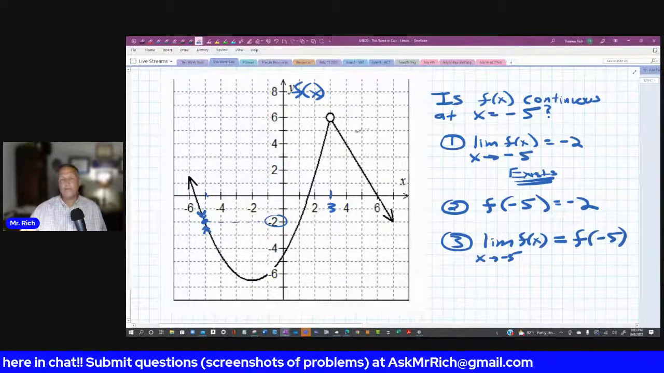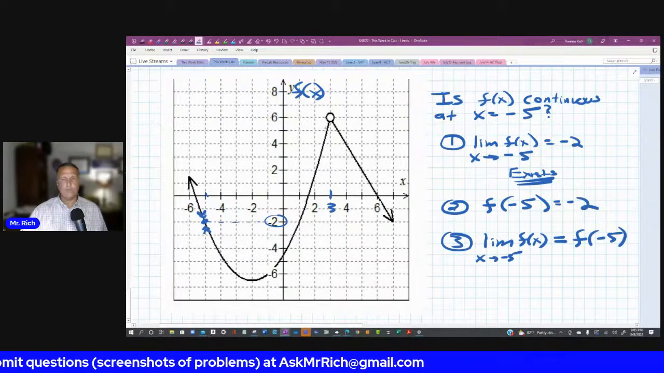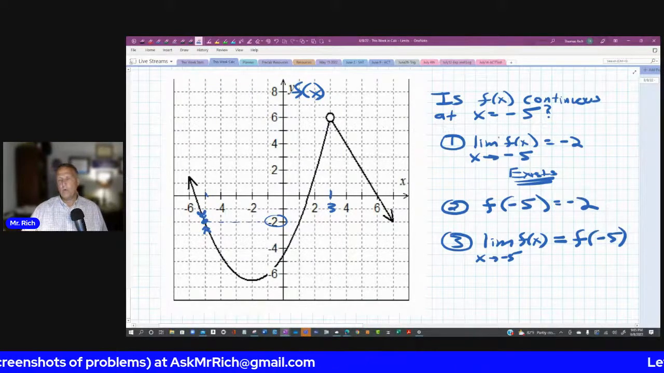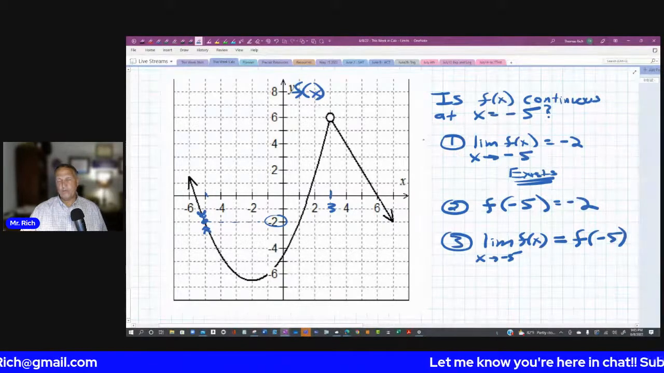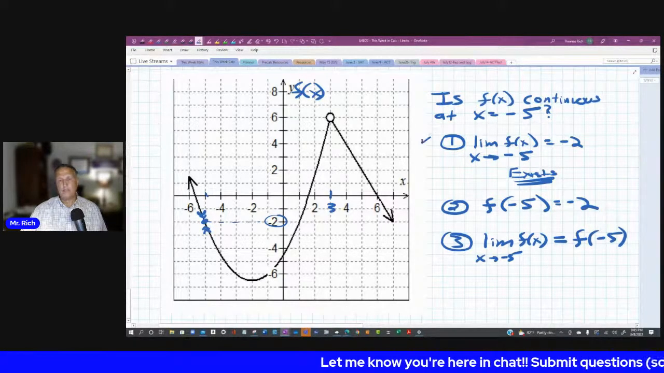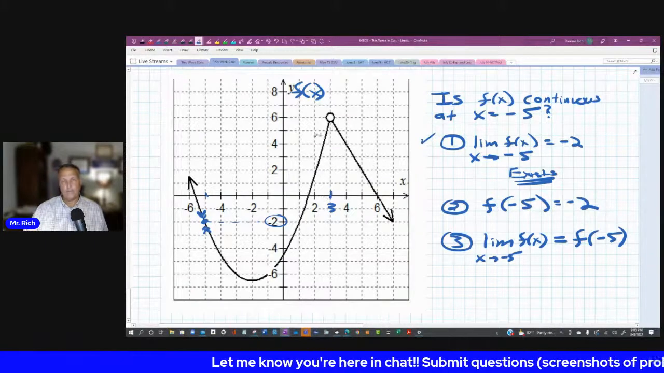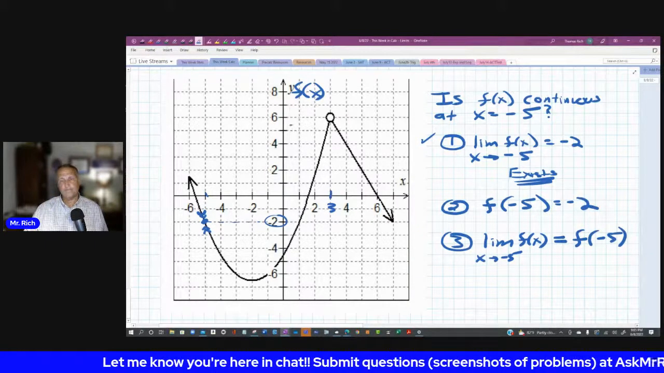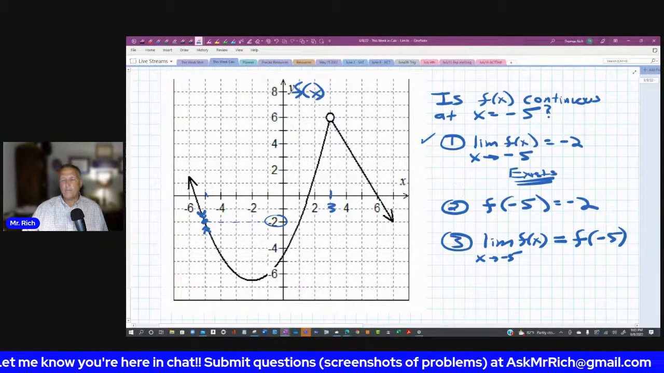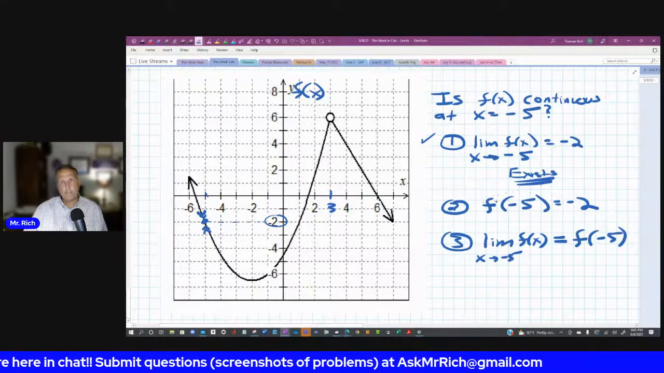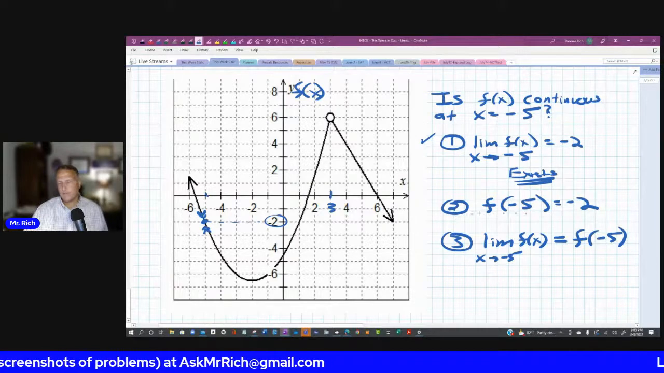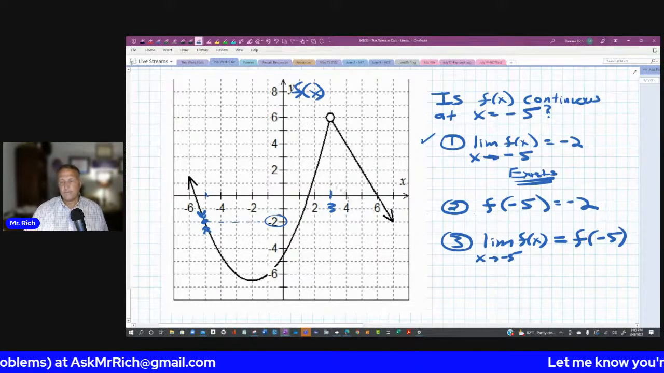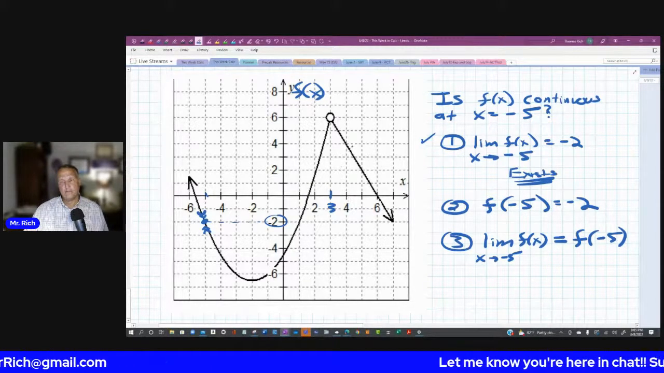Now over here, when we look at x equals 3, what would be failing here? Well, this would be true. The limit does exist at x equals 3, and that limit is 6. However, number two, it does not pass the second step of the continuity test, because f of 3 does not exist. And so the game is over.